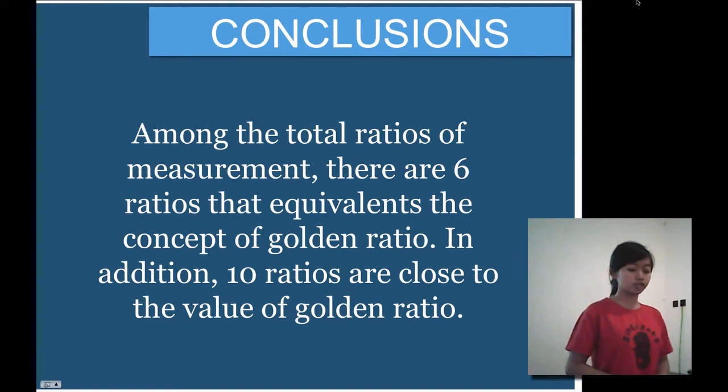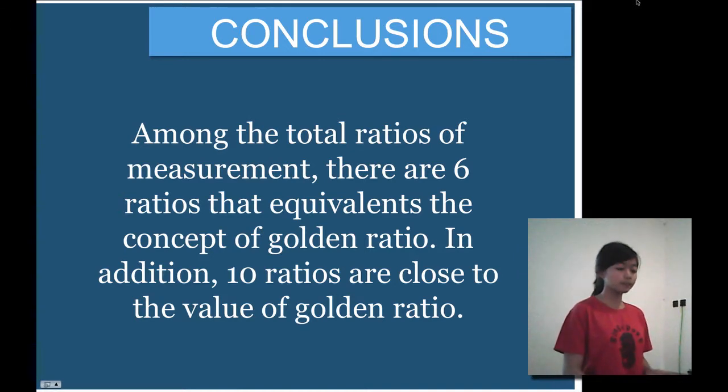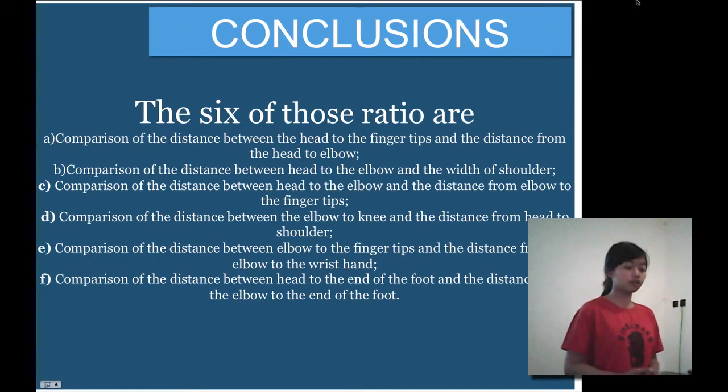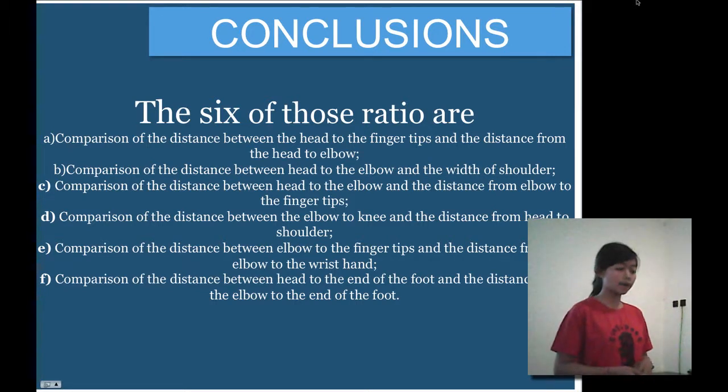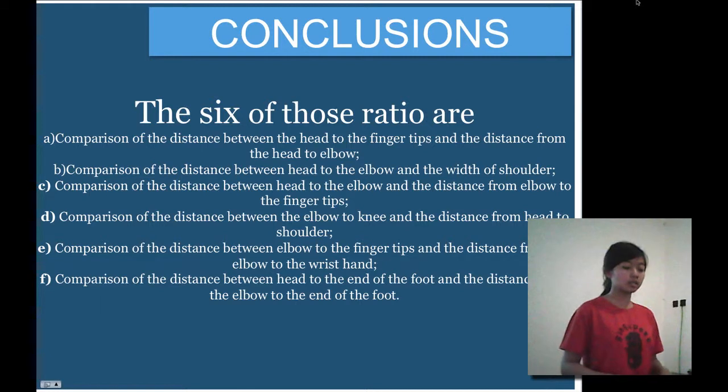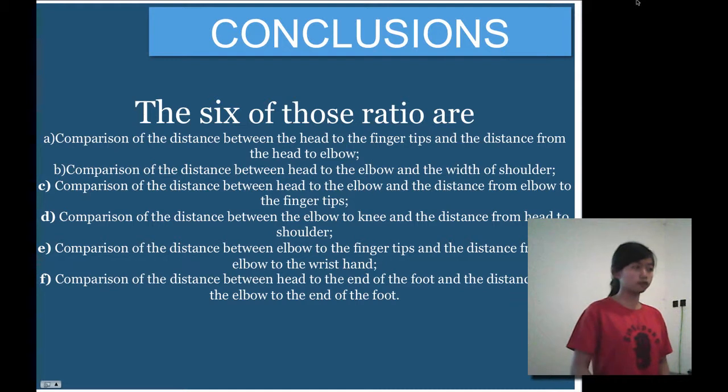So, based on this research, we can conclude that among the total ratios of measurement, there are 6 ratios equivalent to the concept of the golden ratio, and 10 comparisons which are close to the golden ratio. The 6 ratios are: head to fingertips and head to elbow; head to elbow and width of shoulder; head to elbow and elbow to fingertips; elbow to knee and head to shoulder; elbow to fingertips and elbow to wrist; and head to end of foot and elbow to end of foot.